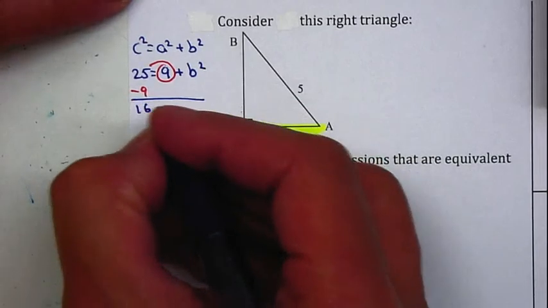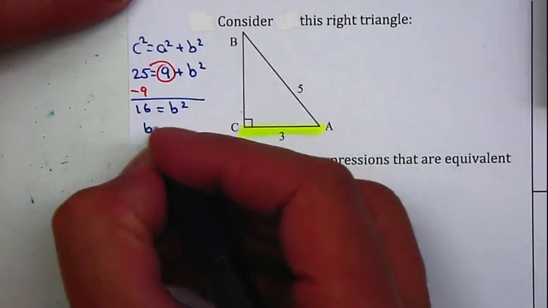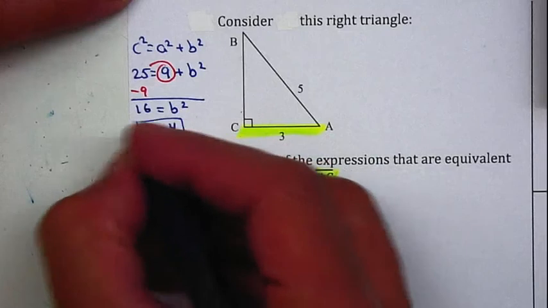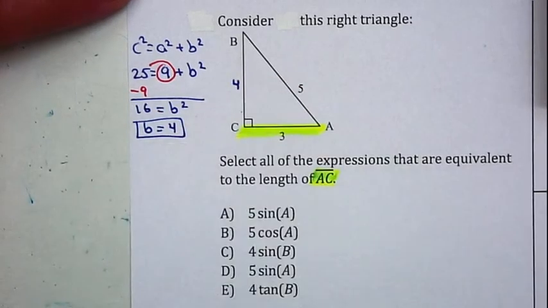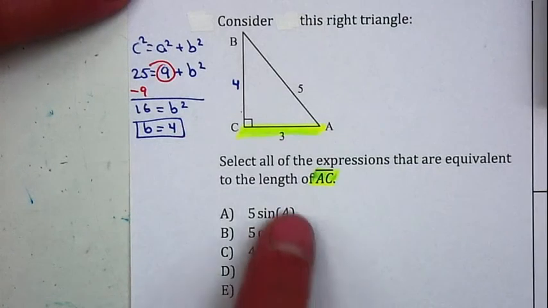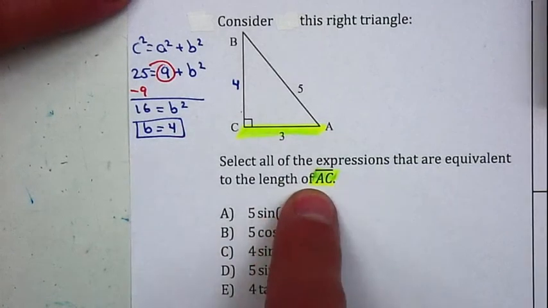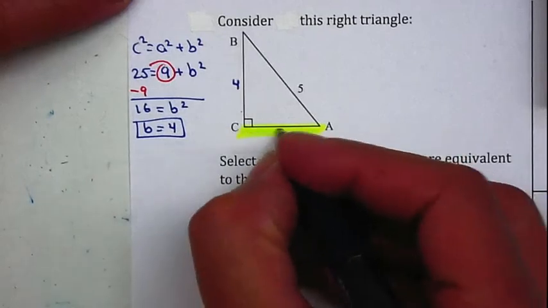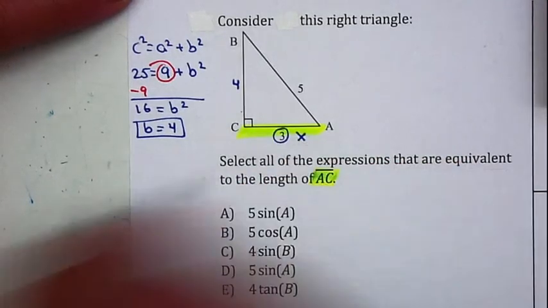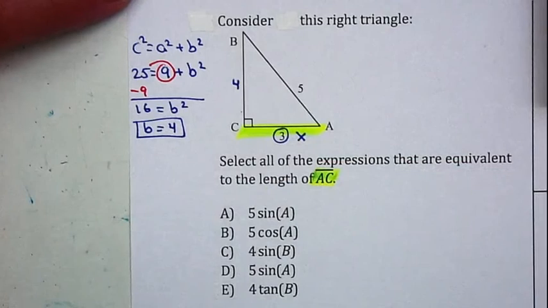That gives me 16 is equal to B squared. So therefore B will be equal to 4. Take the square root on both sides, end up with 4. So therefore BC is equal to 4. Since they are looking for the expressions that are equal to the length of AC, instead of using the 3, I'm just going to use the X. It will be just much easier to process.